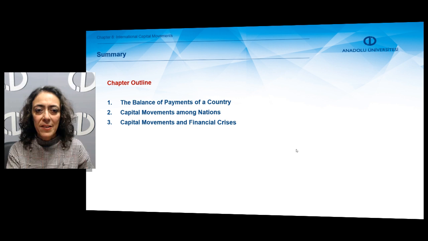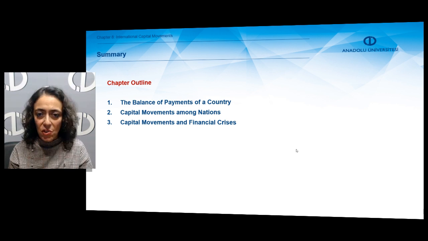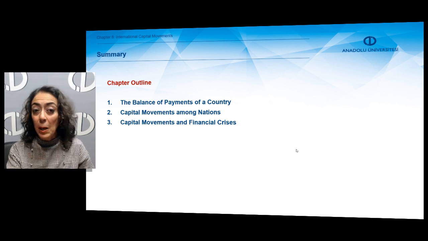The first title is about the balance of payments of a country. So we explain the balance of payments, the meaning of a balance of payments, its importance, and the accounts of the balance of payments. At the second title, we give the capital movements among nations. And at the third and the last title, we are analyzing the capital movements and financial crisis.